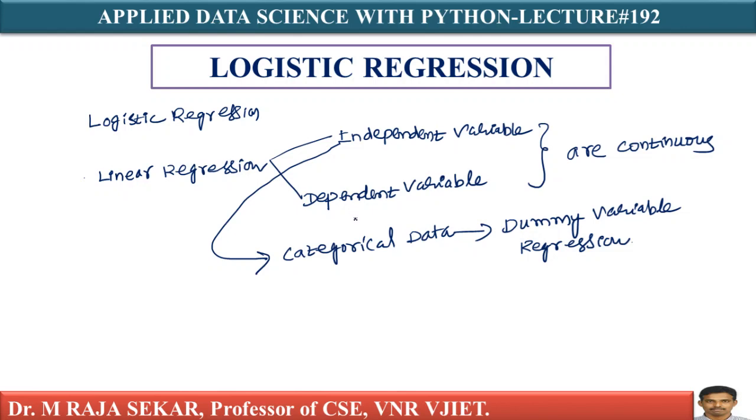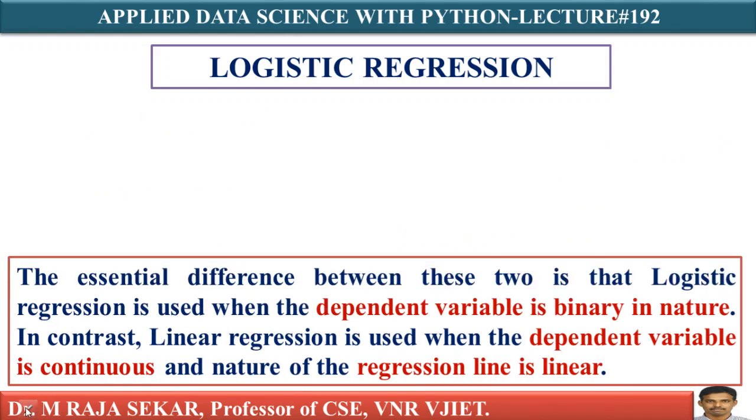There may be a possibility that even the dependent variable may be a categorical variable. In that case, you should go for logistic regression. This point you must understand. Let me say like this. In the case of logistic regression, what happens? If your dependent variable is a categorical variable, in that case you must go for logistic regression, not linear regression.